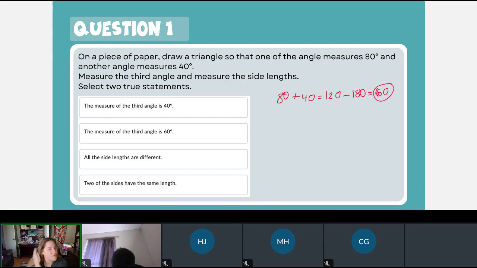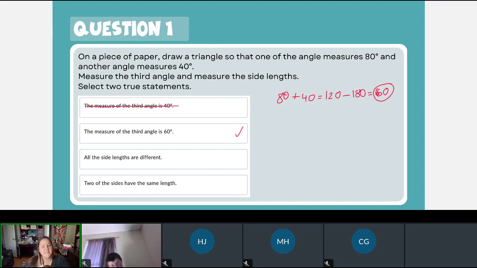So there's one of our answers already, right? Look at the first answer. The measure of the third angle is 40 degrees. We're going to mark that out. We know that's not true. The measure of the third angle is 60 degrees. Yes. So that's the first one you're going to write on your paper for number 1. Write down the measure of the third angle is 60 degrees. So there's your first answer.